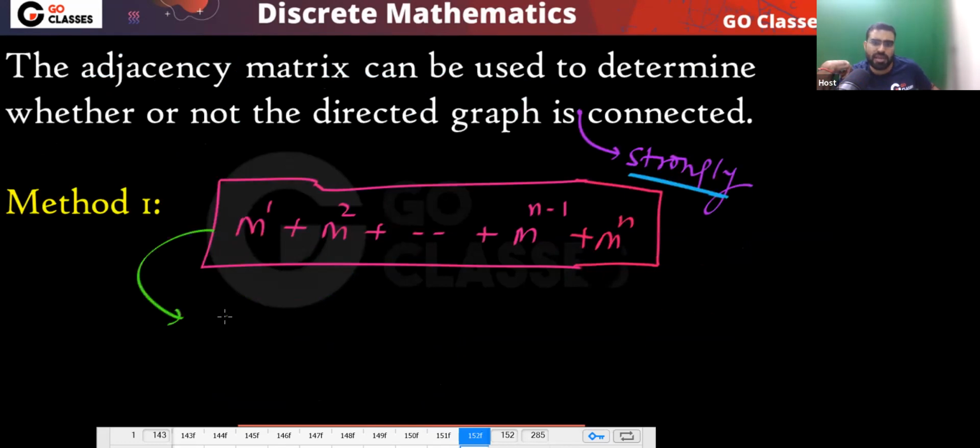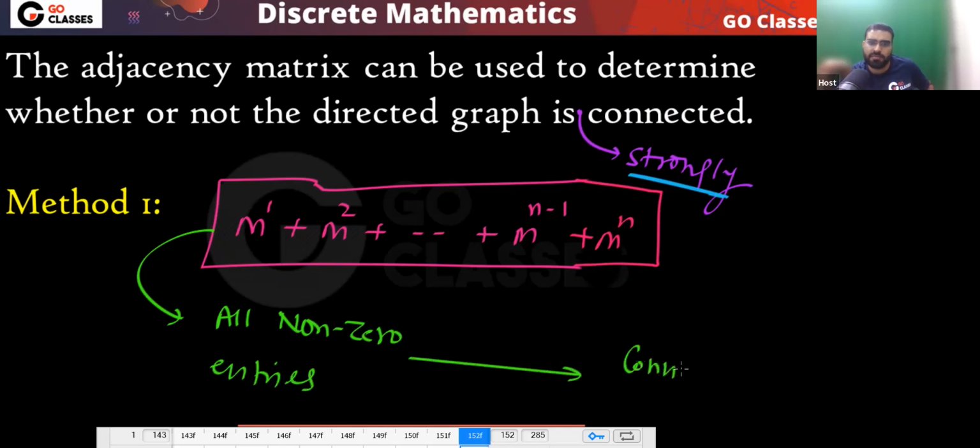In this, you must have all non-zero entries. If you have all non-zero entries, then definitely it means strongly connected. And if it is strongly connected, then definitely you must have all non-zero entries. So this is the simple change. Only this change you have to make: you have to go till M power n.